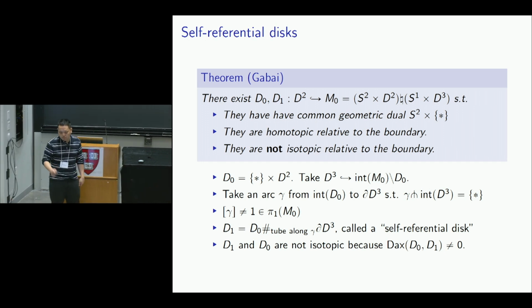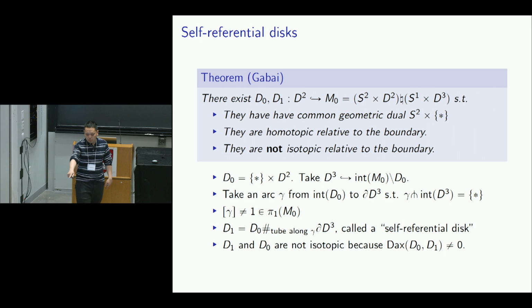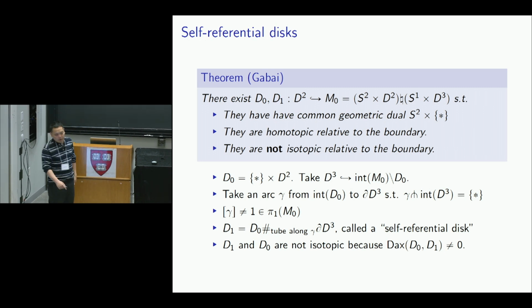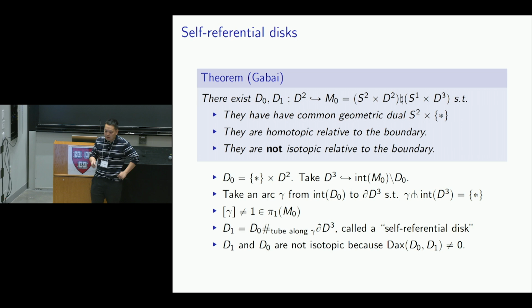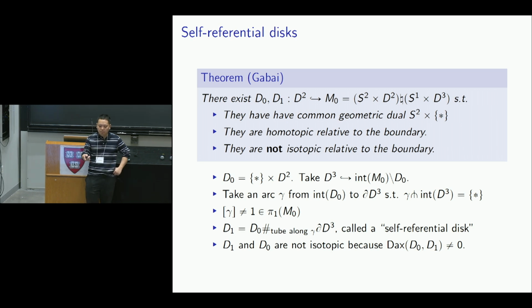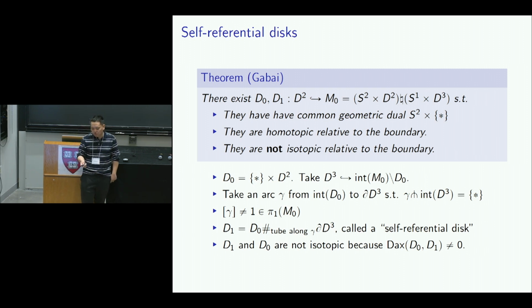Gabai computed the Dax invariant of these two disks and showed that it's non-zero, so they are not isotopic. In particular, this shows that the light bulb theorem is not true, at least if you just do the naive version of the light bulb theorem for disks. The Dax invariant is an obstruction.